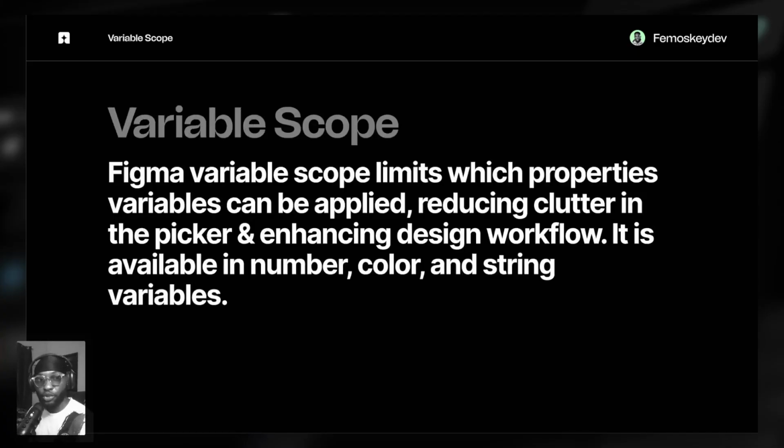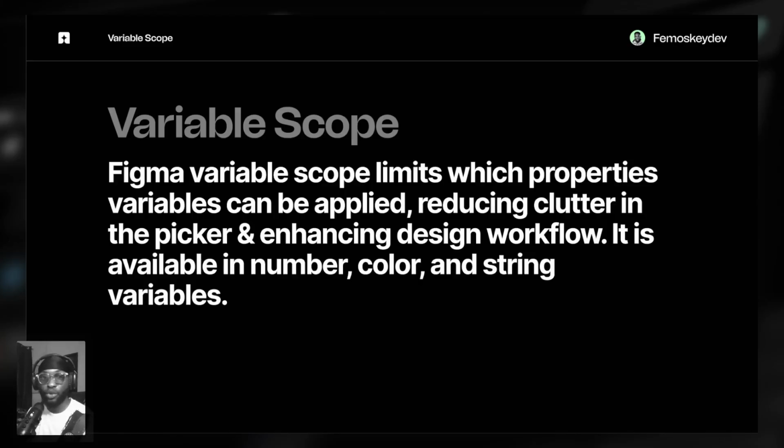Now, what is variable scope? The variable scope limits which properties variables can be applied to, which means that when you set variable scope, you can limit where it's going to be showing. Let's say you create a color variable right now, you can limit that. Okay, I want this color to show in fill. I don't want this color to show in stroke. I don't want it to show when I'm applying text and whatnot. So we're going to see how it works in Figma.